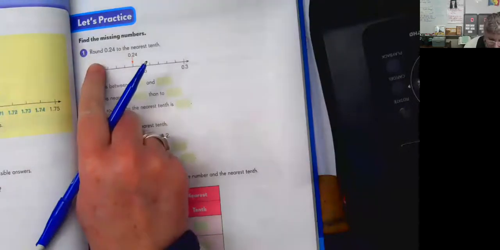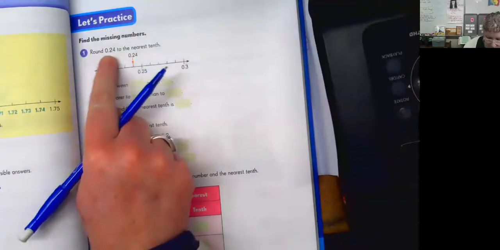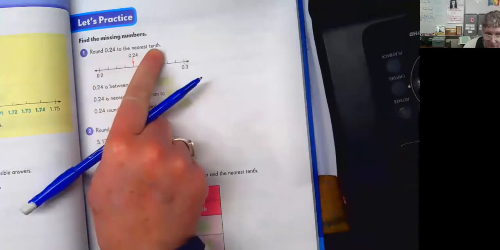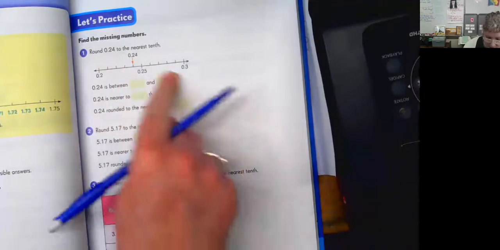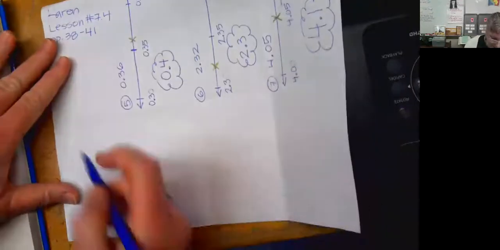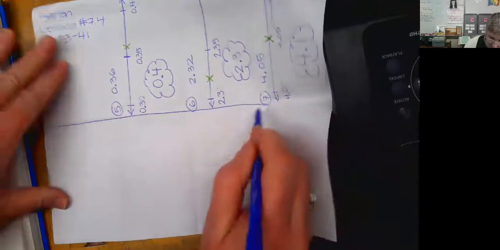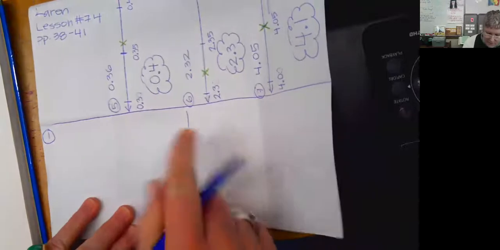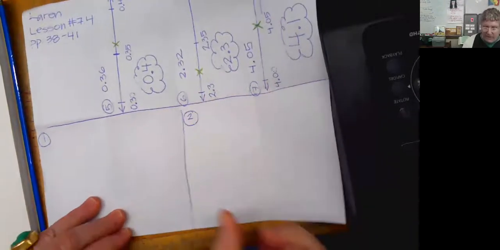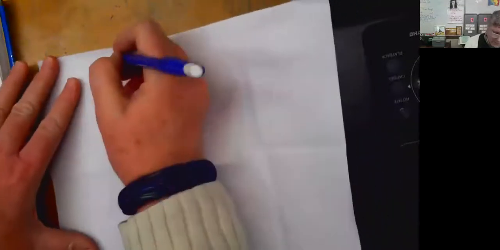And I'm going to look at number 1. So I'm going to round 24 hundredths to the nearest tenth. So we're doing the exact same thing, and we're going to answer all of these green box questions. Okay. Because we only have 3 problems, what we might do is go like this with our paper and do number 1 here, number 2 here, and then on the back, we'll do number 3. Give ourselves plenty of room.